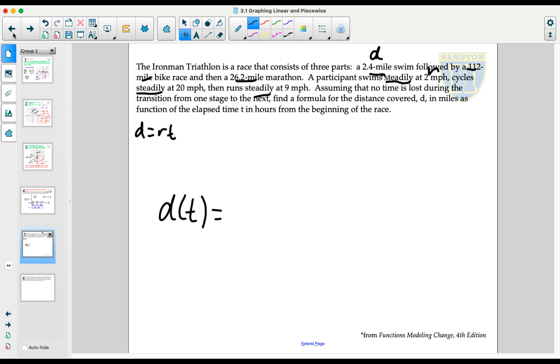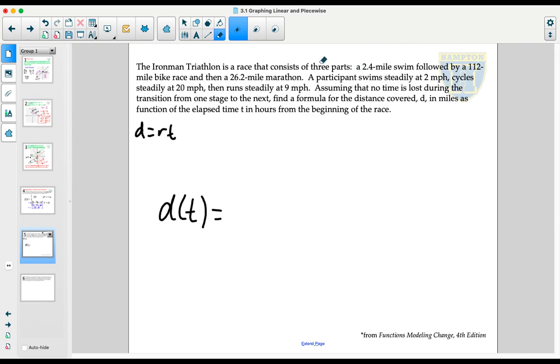Each section of the person's participation requires a different amount of time. Obviously, the distances are very different. Yeah, the speeds vary also, but the distances are very different, which to me suggests that we need to figure out the distances for each and the time for each, because they're also very different.